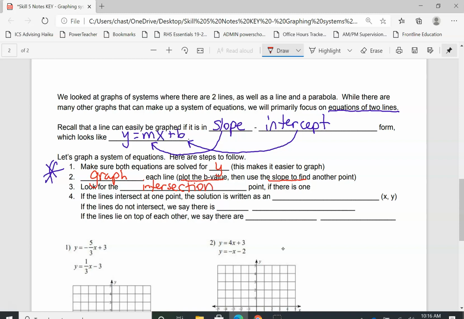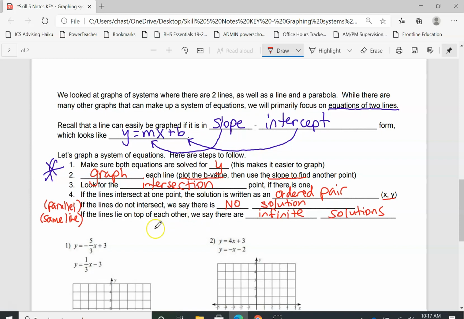Okay, if the lines intersect in one point, the solution is written as an ordered pair, which we write as x comma y. If the lines do not intersect, meaning that they are parallel, then we say there is no solution. And if the lines lie on top of each other, we say that there are infinite solutions. Okay, and that would be where they basically are the same line.